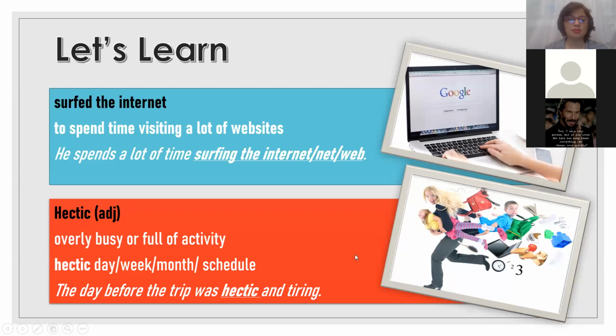So the last is remaining. Mavish, can you help us out in this? Can you read out the meaning and the sentence for it? The last one, hectic: hectic day, week, month, and schedule. It could be schedule or schedule. Okay. And what does it mean? You can read out this one, then you can make your own. The day before the trip was hectic and tired. Right. And what would be your sentence? Because hectic means full of activities, very busy.